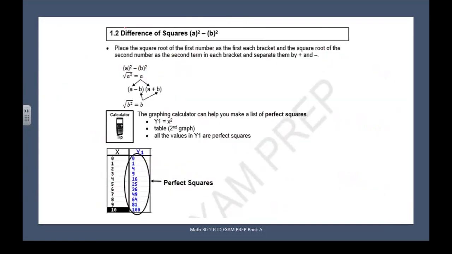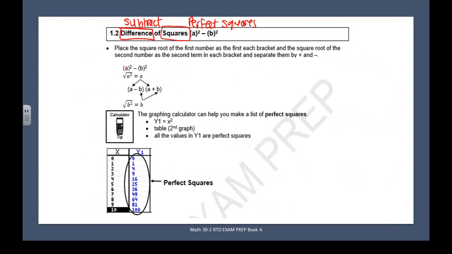So let's look at the second type of factoring that you do, and that is called difference of squares. Okay? So for a difference of squares, first thing is, just look at exactly what it says. Difference means subtract. And squares, that just means they are perfect squares. So perfect squares are numbers that have two identical factors.